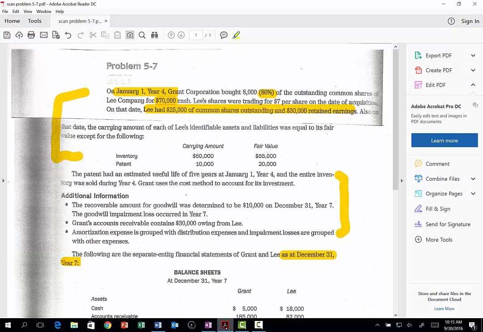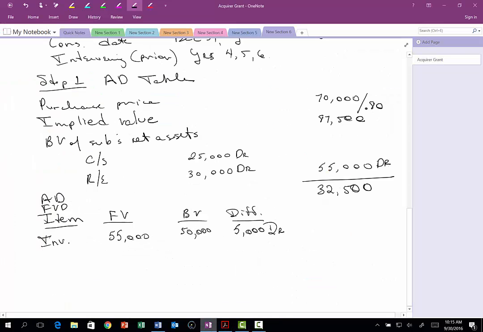The second fair value differential is the patent. The patent had a fair value of 20,000 and a book value of 10. So we have a patent, the fair value of 20, a book value of 10. So if we were consolidating at acquisition, that would require a $10,000 debit, once again to bump it up from book value to fair value. Those two added together are $15,000.